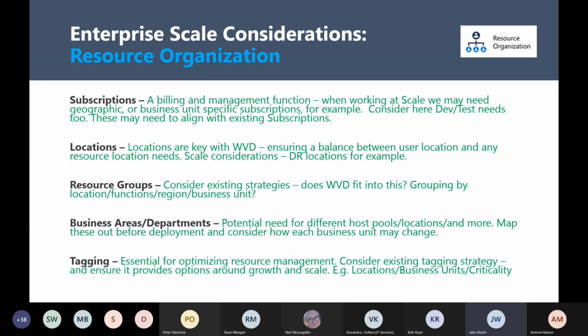If, for example, we're tagging today with a business unit and we put finance, what happens if the company expands and we then have a finance team in the UK and a finance team in America, for example? You may need to change that moving forward. So again, just something that's worth giving some consideration to.